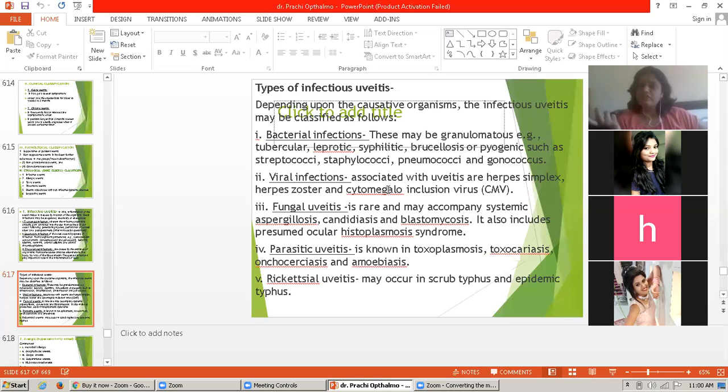When the infection is due to viruses like herpes simplex, herpes zoster, and cytomegalovirus, it is called viral uveitis. When due to fungus like aspergillus, candidiasis, blastomycosis, it is fungal. When due to parasites like toxoplasmosis, toxocariasis, amoebiasis, it is parasitic uveitis. When due to rickettsia, it is rickettsial uveitis, which may occur in scrub typhus and epidemic typhus. So this is all about the types of infectious uveitis.